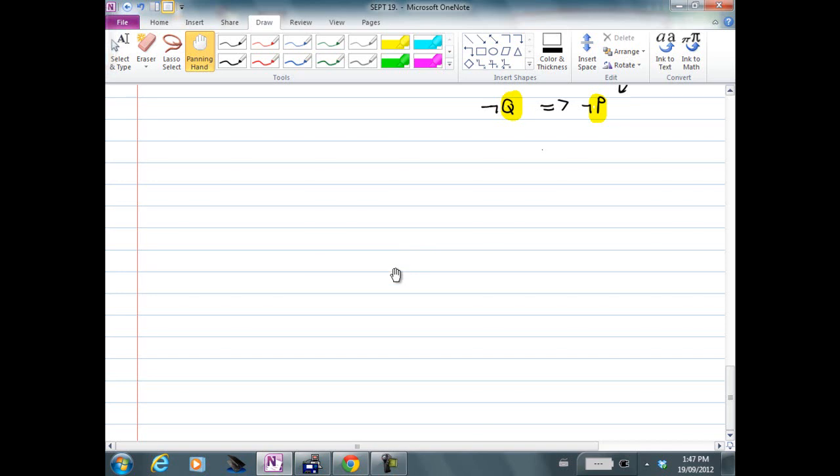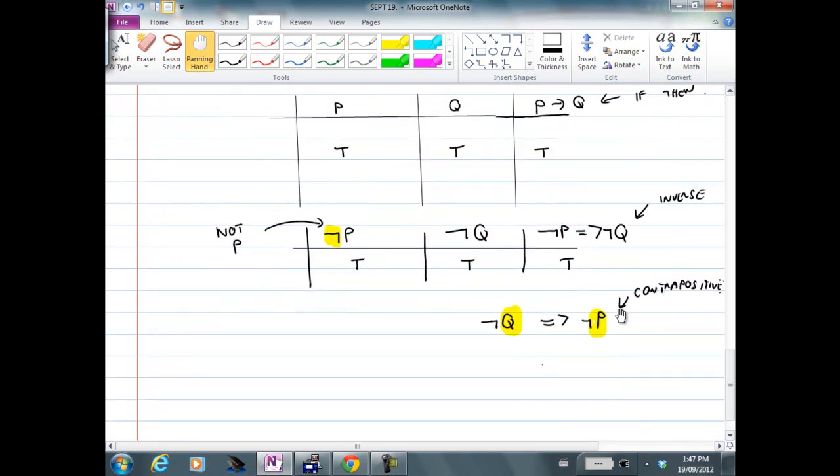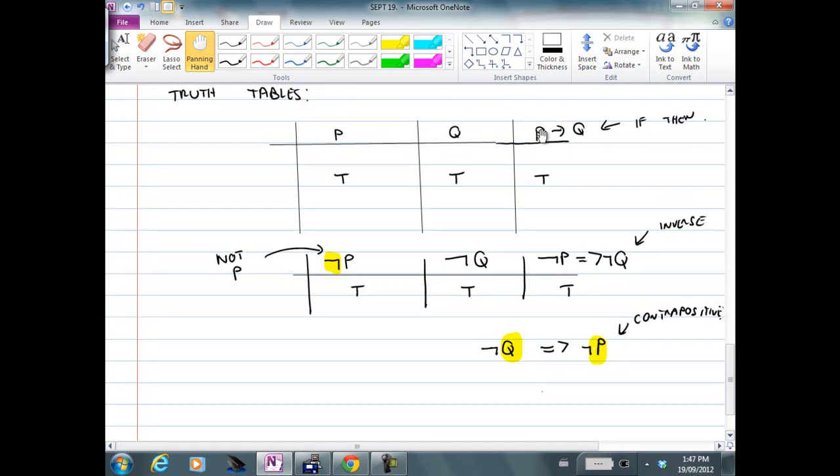Okay? Question? Yep. See, not Q, not P. This is called contrapositive, which means, first of all, this is my regular statement, if P then Q. I take the converse, which is Q then P. And contrapositive means I negate both P and Q. So that's why it's going to be not Q and not P. Okay.